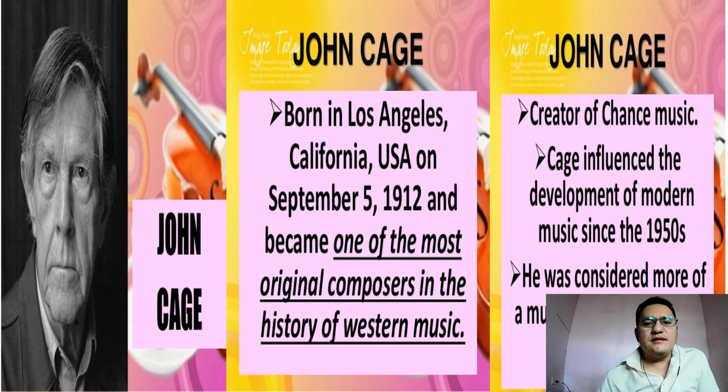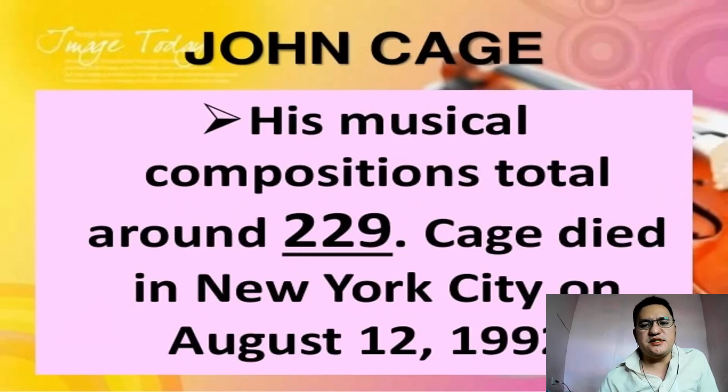And the most popular composer is John Cage, born in Los Angeles, California, USA on September 5, 1912, and became one of the most original composers in the history of Western music. Creator of chance music, Cage influenced the development of modern music since the 1950s. He was considered more of a musical philosopher than a composer. His musical compositions total around 229. Ganong karaming nagawa niya. Cage died in New York City on August 12, 1992.